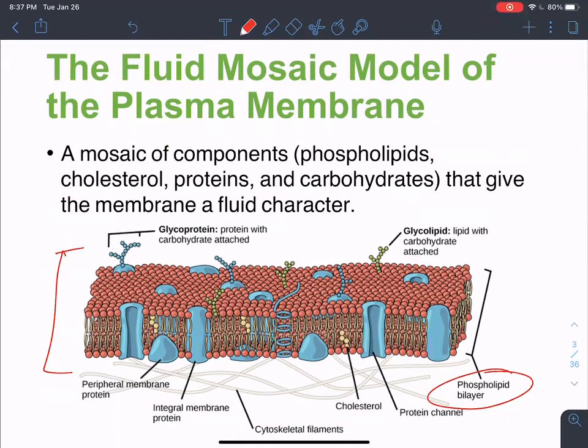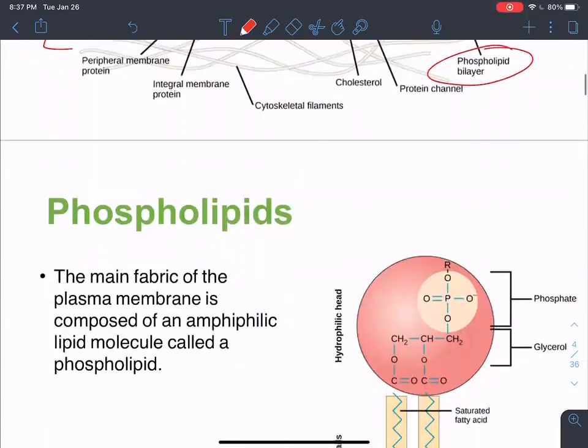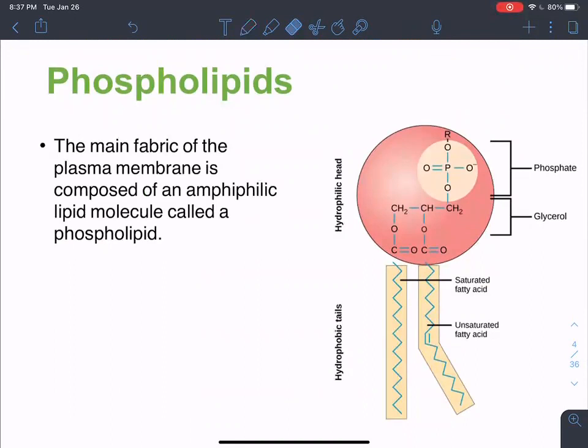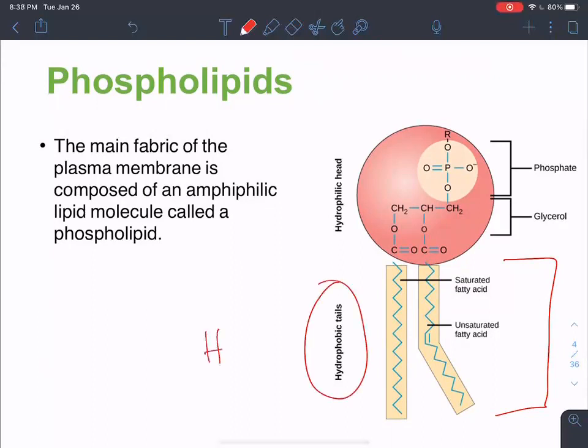So we're going to break down this mosaic component of phospholipids, cholesterol, proteins, and carbohydrates that are able to give this membrane its fluid characteristic. So let's talk about the phospholipids in a little greater detail. We've already been over phospholipids, but it's important to remember that a phospholipid is a type of fat. You've got these fatty acid tails down here, and these fatty acid tails are hydrophobic. They do not like water.